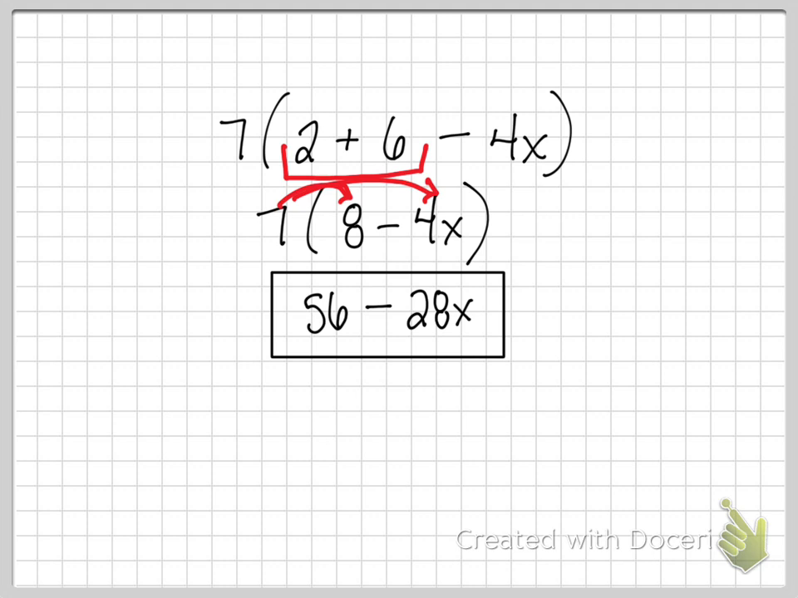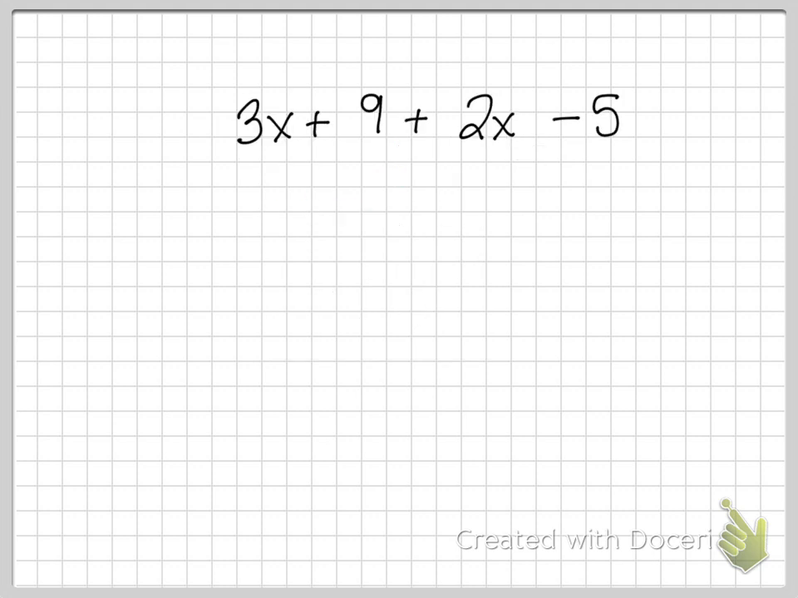Good? Are you remembering this? Yes. Okay. Let's try a couple more. Now this is where it gets a little bit more. We got to think a little bit more, so pay attention. Okay. Remember, we can only combine like terms if they have the same variable taken to the same power. So give me one set of like terms in this expression.